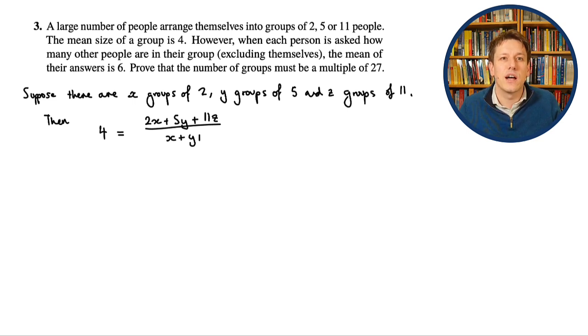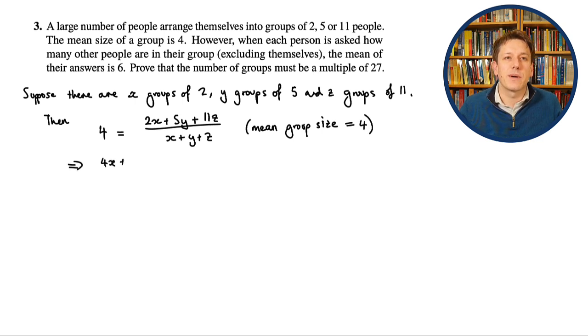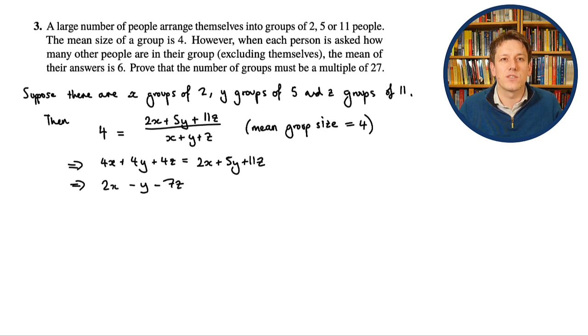And in total, there are x plus y plus z groups, so this is just the usual formula for the average: total divided by how many groups there are. And we could rearrange that, multiplying both sides by x plus y plus z. We get 4x plus 4y plus 4z equals 2x plus 5y plus 11z. And just tidying this up by moving everything to the left-hand side, we get 2x minus y minus 7z equal to 0. And we'll come back and use that in a second.